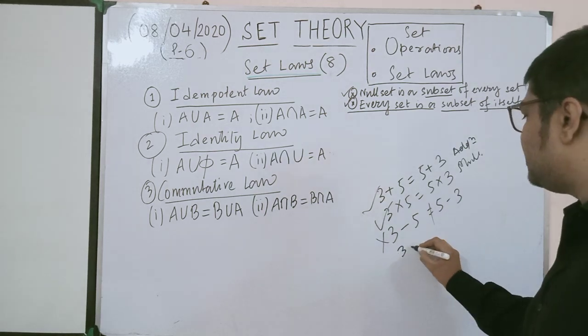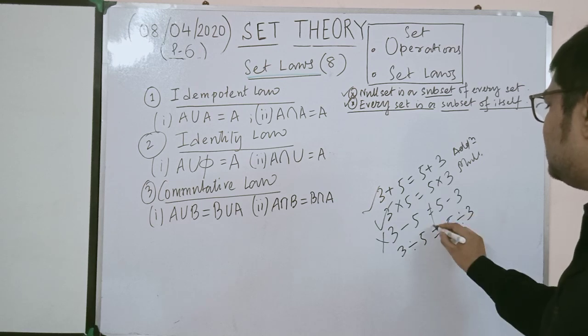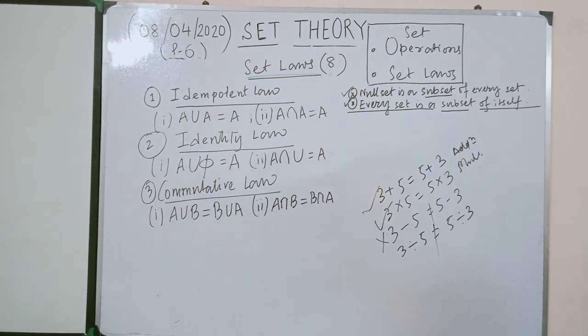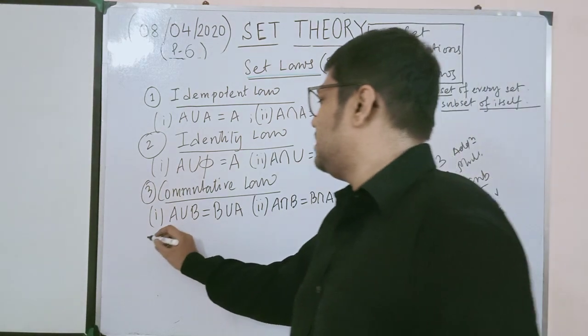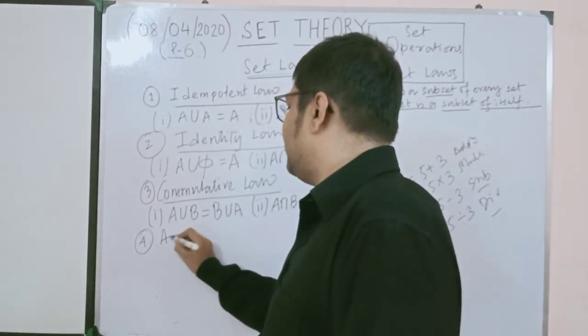Or if you write 3 divided by 5 and 5 divided by 3, this is not going to work. This is obviously not true. So for division and subtraction, the commutativity does not work. Like think over here, you can say that commutativity works for union and intersection over here. Next law, associative law.